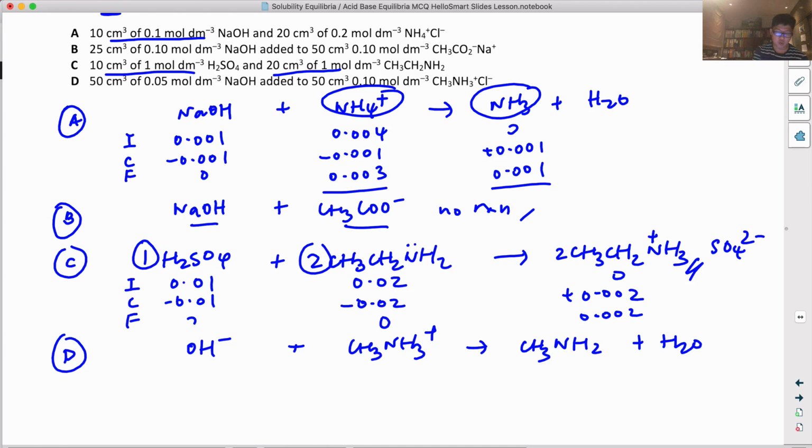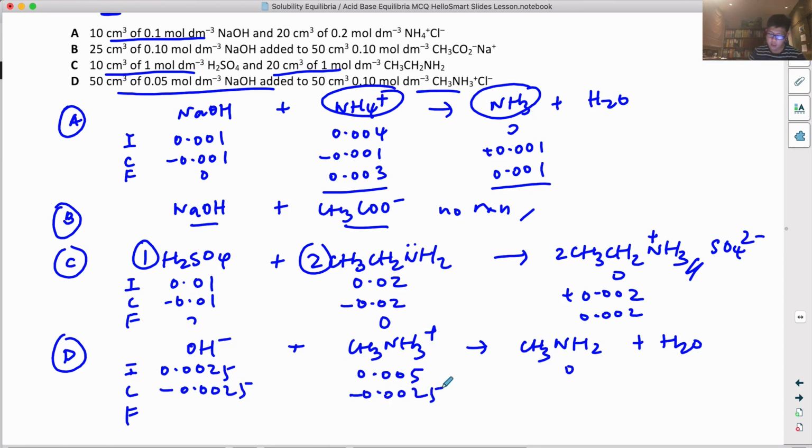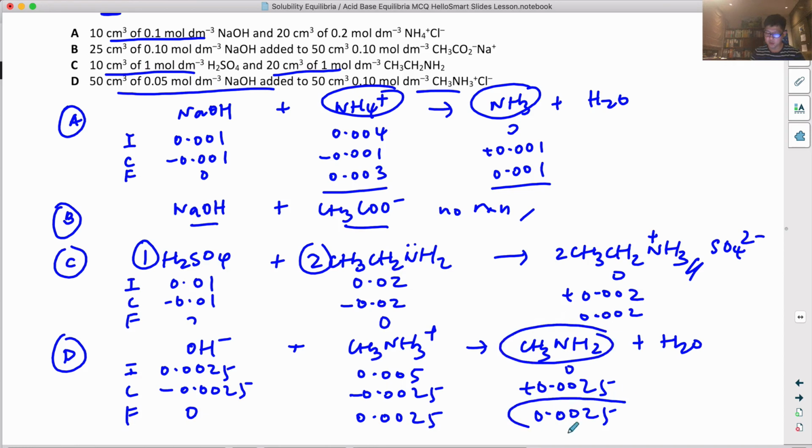What's more important, let's put in the values. The number of moles of sodium hydroxide is 0.0025. The number of moles of this weak acid is supposed to be 0.005. So ICF. OH minus is the one that's limiting. This is 0.0025, this is 0.0025. Looking at the last line, this is a weak base, so you have so much, and its conjugate acid is the same amount.